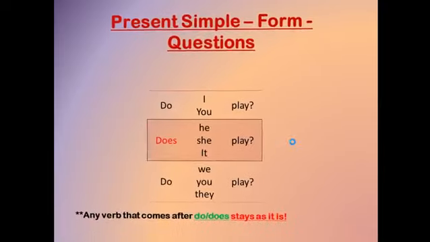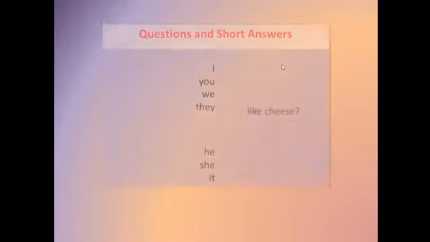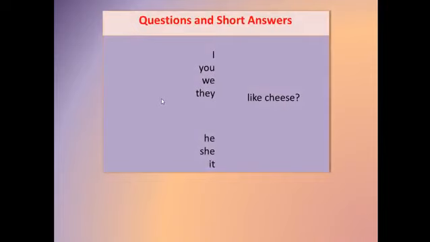so here we have examples on how to form questions in the present simple and how do I answer those questions. We said that with I, you, we, and they, I add do in the beginning and then the subject and then the verb and the question mark. Do I like cheese? Do you like cheese? Do we like cheese? Do they like cheese? But with he, she, and it, I add does in the beginning and then the subject and then the verb and then of course I don't forget the question mark. Does he like cheese? Does she like cheese? Does it like cheese? So this is how I form the question.